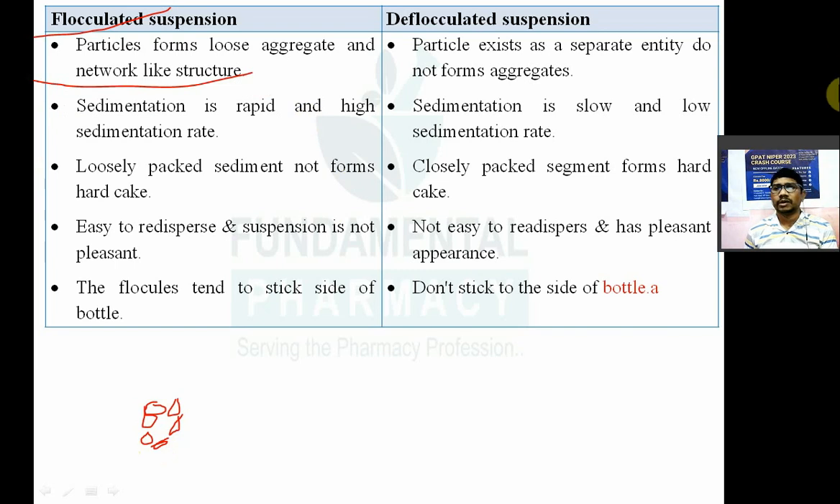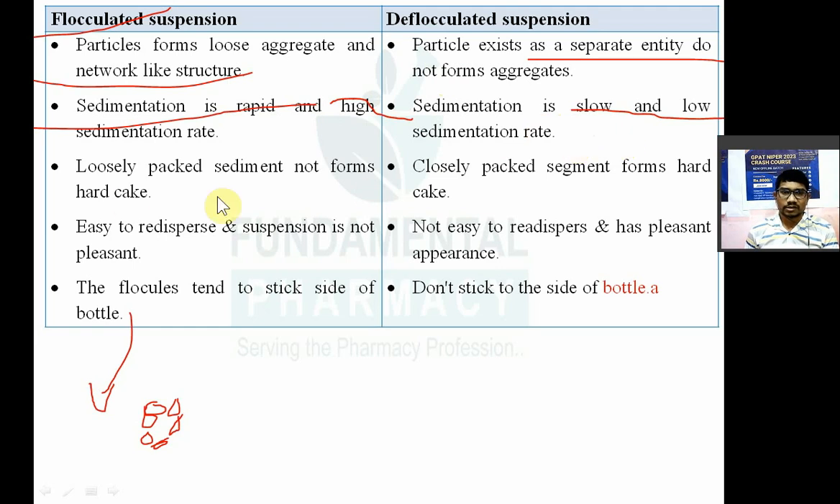What is meant by deflocculated suspension? In deflocculated suspension, particles exist as separate entities and do not form an aggregate. In case of flocculated suspension, sedimentation is rapid, with a high sedimentation rate. Sedimentation happens quickly. In deflocculated suspension, the sedimentation rate is slow and low. Loosely packed sediment does not form a hard cake. Even after sedimentation, it will not form a hard cake.